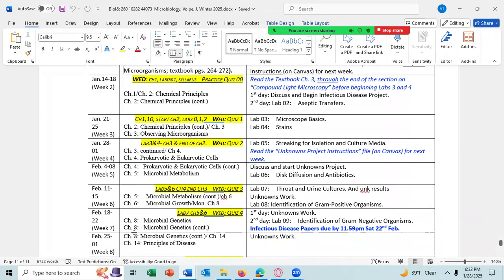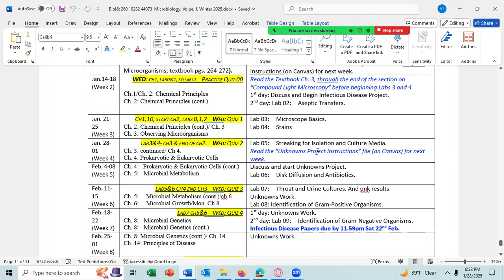Today is January 28th, and we are going to be covering Lab 5, Streaking for Isolation and Culture Media. You also should be beginning to read the unknown project instruction files. You can find it on Canvas. You need to have this read by next week because I'm going to discuss it and we're going to start the unknown project next week. Boy, I'm not ready for that. I'll have to get ready this weekend.